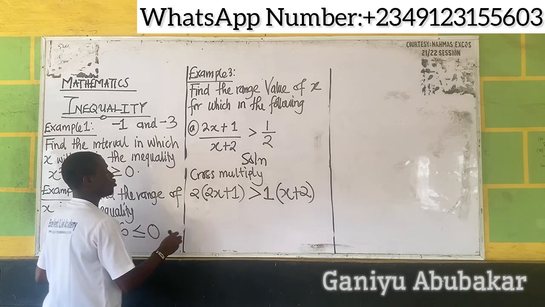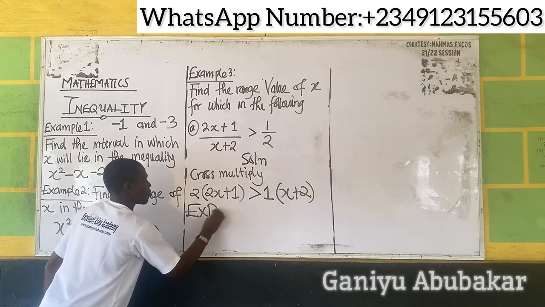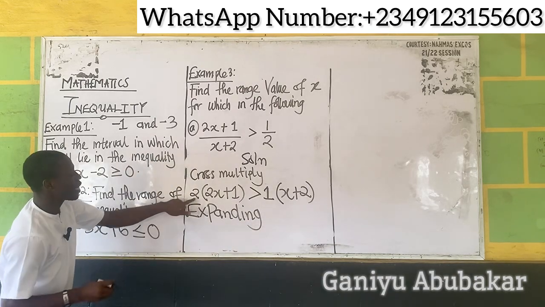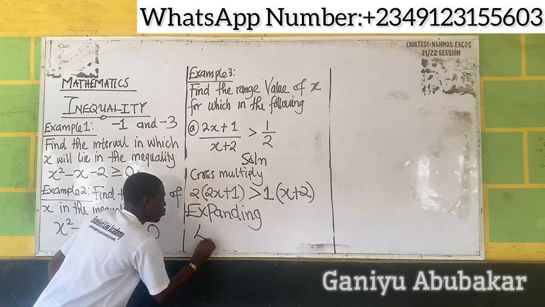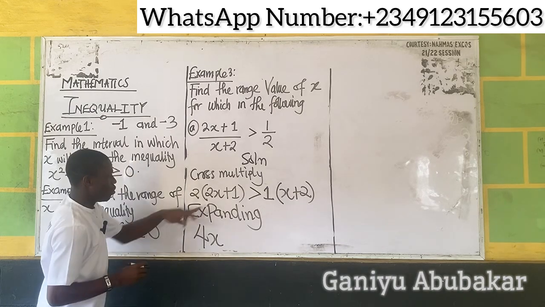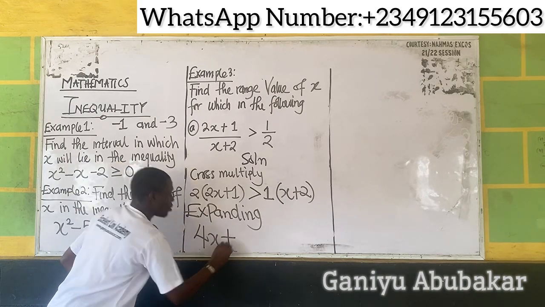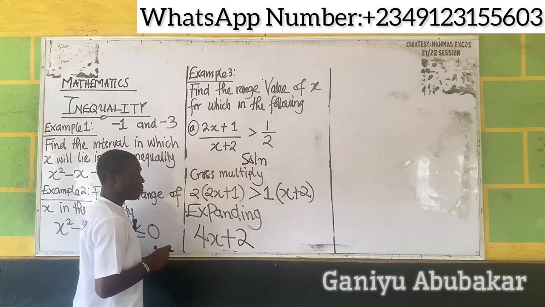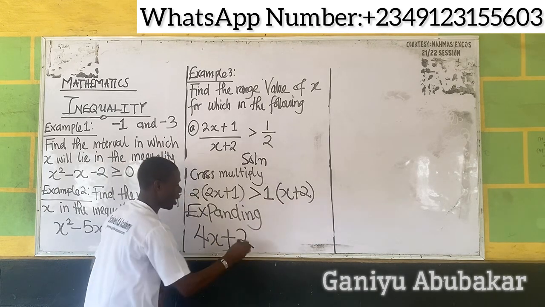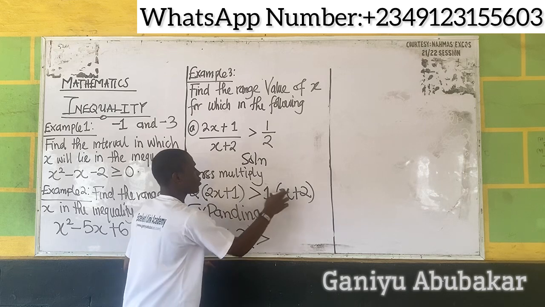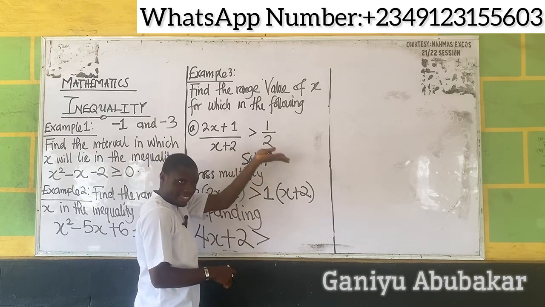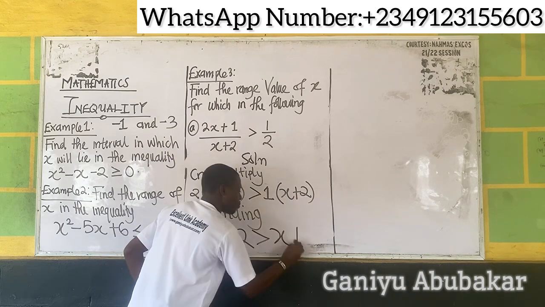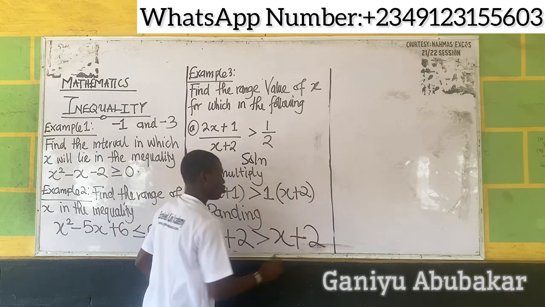Next task is expand through. So expanding, what do I get? So 2 times 2x gives you 4x plus 2 times 1 gives you 2. So I have 2 here. This is greater than. So I have greater than. 1 times x gives you 1x or x. So I have x plus 1 times 2 gives you 2.